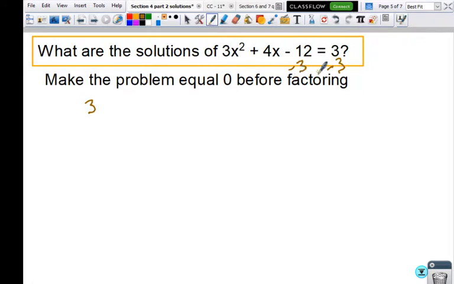The 3 is going to match up with the 12, because they're just regular numbers. The 3 isn't going to go with the x squared. So we're going to go 3x squared plus 4x minus 15 equals 0. Now AC factor. If it doesn't equal 0, make it equal 0 by doing the opposite of whatever's there. So we minus 3 on both sides. Alright, on your own, I'll give you a few minutes.